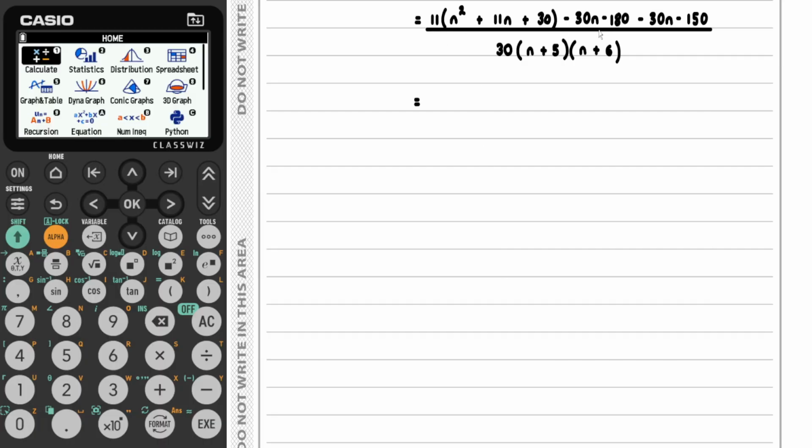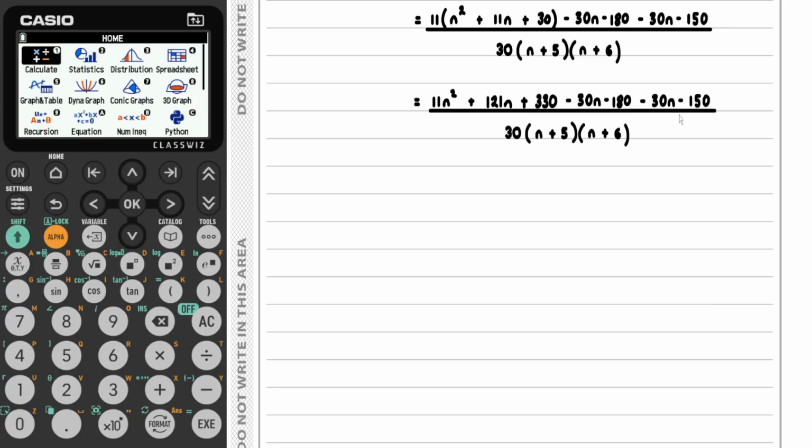Let's now multiply the 11 into this bracket, so I've got 11n squared plus 121n plus 330, and then we've got these terms here: negative 30n, subtract 180, subtract 30n, subtract 150. And we divide this by 30 times n plus 5 times n plus 6. Now for the numerator that will simplify to 11n squared plus 61n, and for the denominator that remains the same as 30 times n plus 5 times n plus 6.